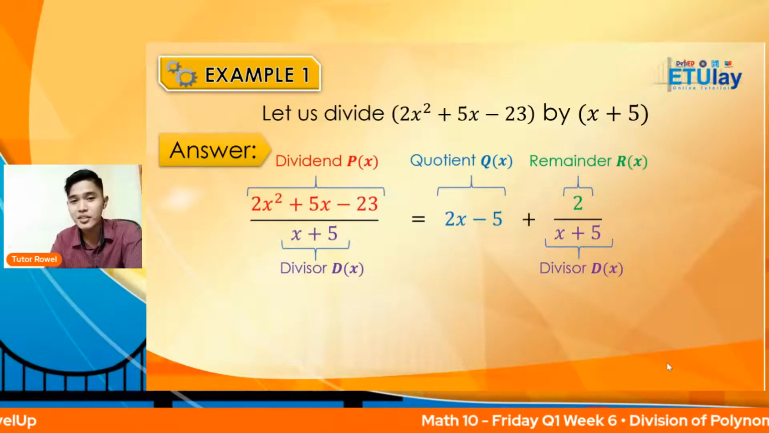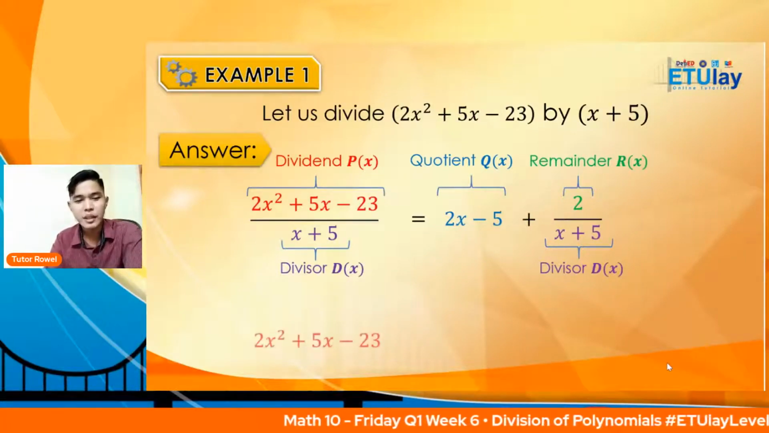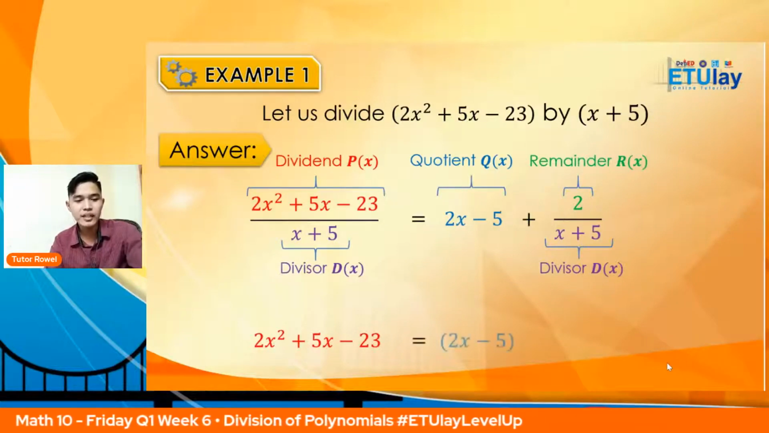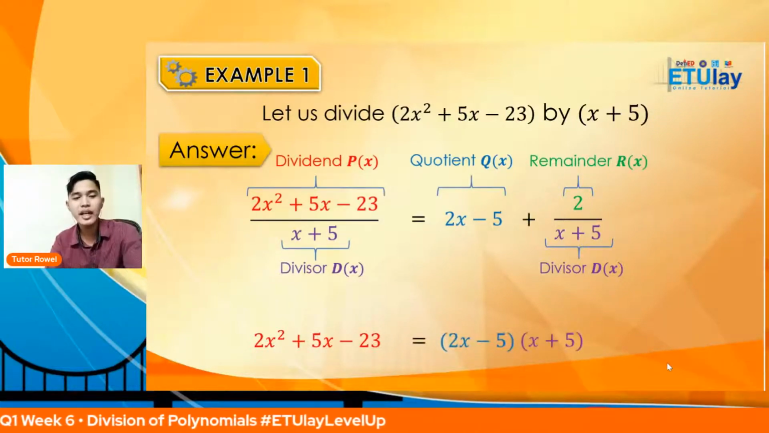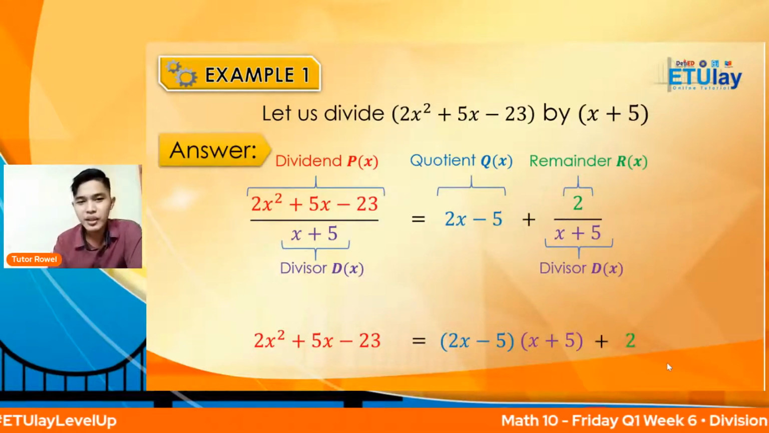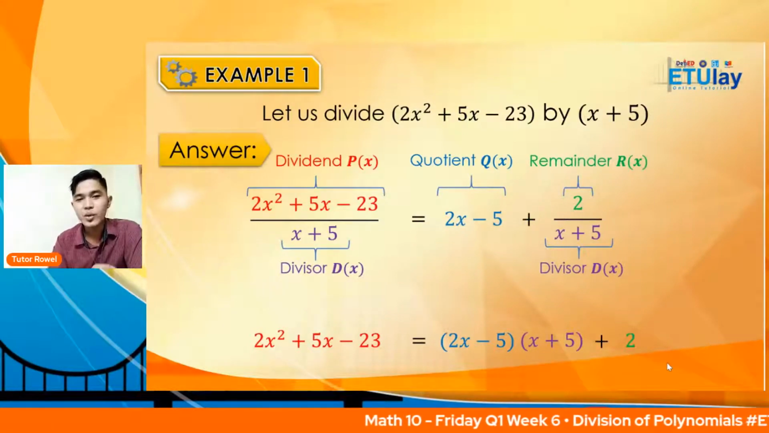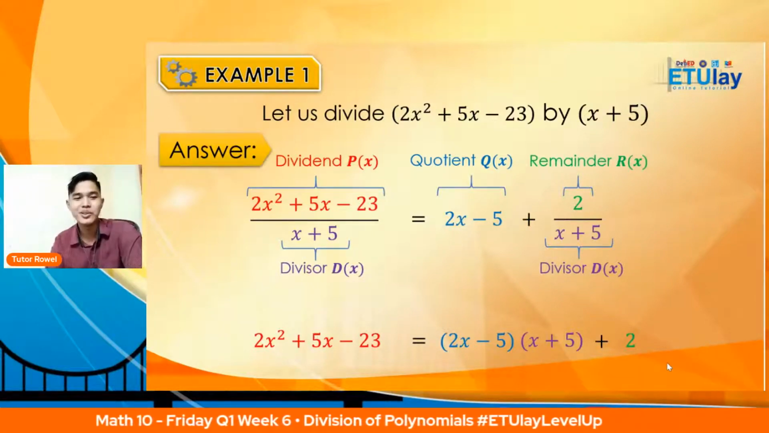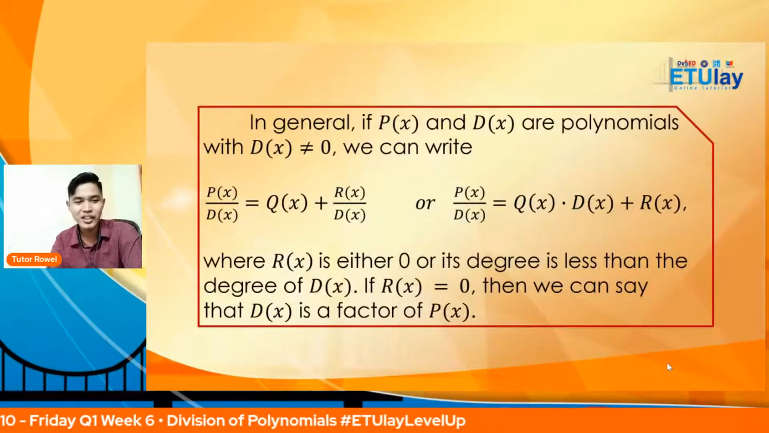Or, it can be this way. May isa pang way. Diba, dalawa yon? So, it can be the dividend is equal to the quotient times the divisor plus the remainder na 2. So, later on, we will present examples para mas lalo maintindihan kung paano siya naisulat po dyan. Okay? So, let's have this one.